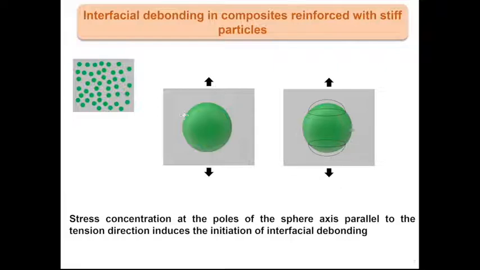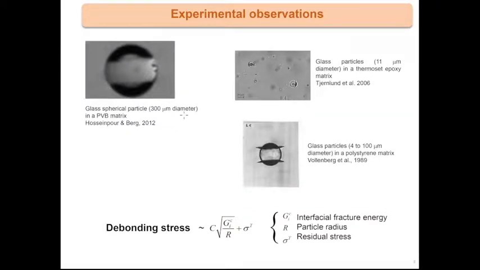And it is known that if you want to have good properties, good toughness of the composite, you have to adjust the interfacial properties to induce decohesion upon tensile loading. Due to the stress concentration at the poles of the particles, the debonding will initiate first at the poles and then propagate along the interface.